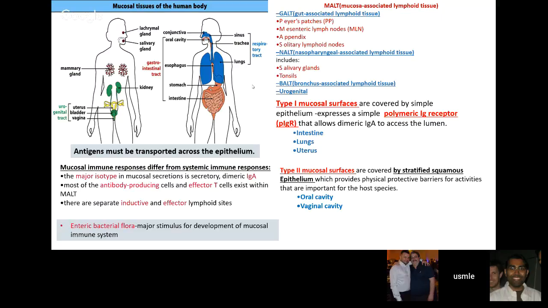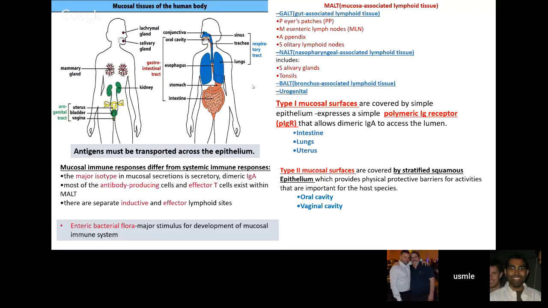So all these are going to give you two types of mucosal surface: type 1 mucosal surface and type 2 mucosal surface. Type 1 mucosal surfaces are covered by simple epithelium that will have polymeric Ig receptors, which you call pIgR. And what is the function of this polymeric Ig receptor? It is mostly for the IgA, allowing the IgA to access the lumen. This is one of the reasons you have a lot of IgA in the intestine, the lung, the respiratory tract, and the uterus.